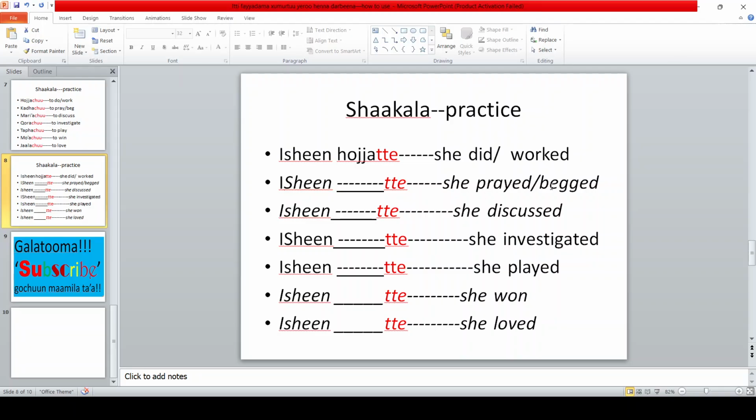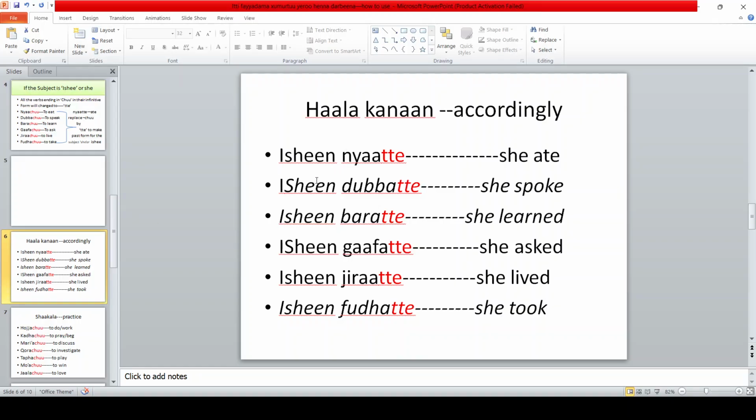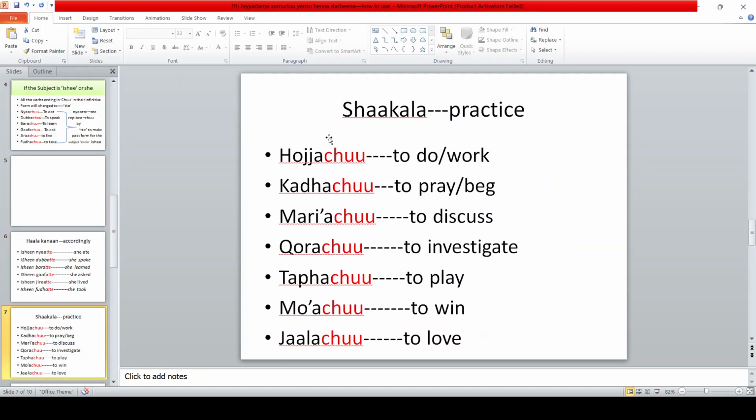What about she prayed? She discussed. How do we say this one? She investigated, she played, she won, she loved. All right. So what could be the right answer? As we did earlier on this part, we have to say what? Isheen hojjechuu, where it says hojjechuu, isheen hojjette, isheen kadhatte.